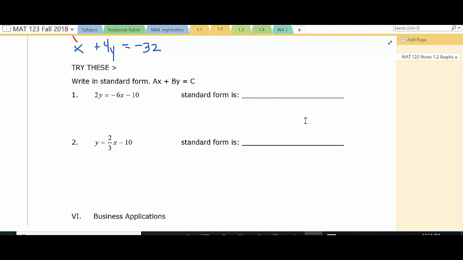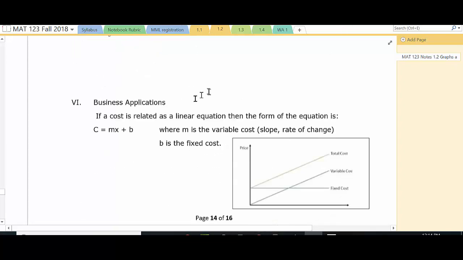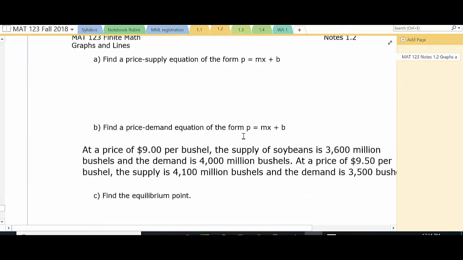Let's make sure we're all on top of this then, okay? And we're going to look at a couple of applications on this, and then we'll get started on the next section here.